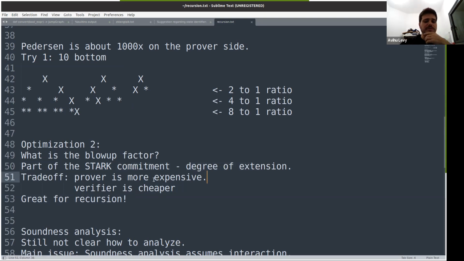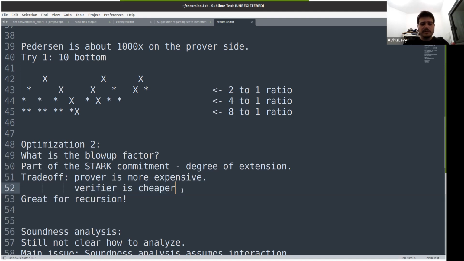When we take a bigger degree of extension, the number of leaves gets bigger, and the prover needs to do more work in the interpolation and computing the hashes. The verifier, though, needs to do less work because each query gives him more certainty that the proof is correct. So it needs to do fewer queries overall. So this is like a trade-off. And usually without recursion, we chose it to be maybe 16, let's say, which is not that small, because we wanted the verifier to be cheap.